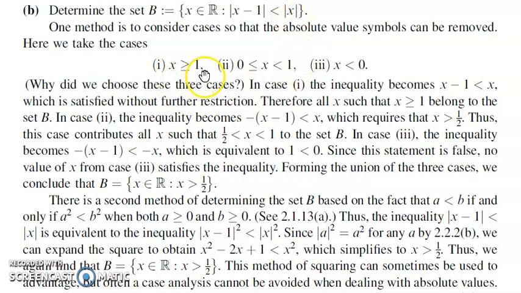So when x is greater than 1, we know modulus of x minus 1 is equal to x minus 1. So we replace modulus of x minus 1 by x minus 1, and also since x is greater than 1, x should be positive. For a positive number, mod x should be equal to x itself. So the inequality becomes x minus 1 less than x.